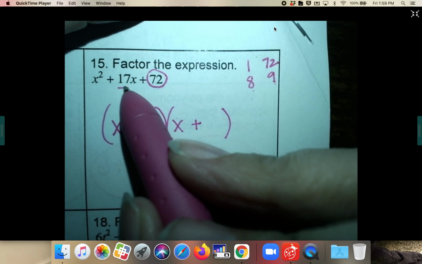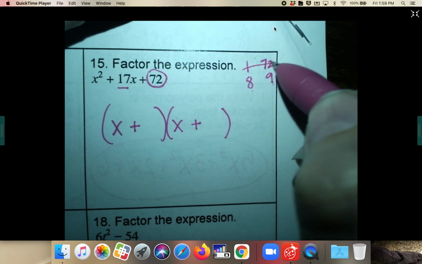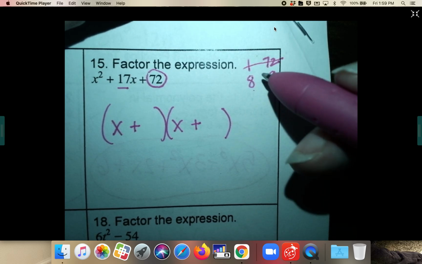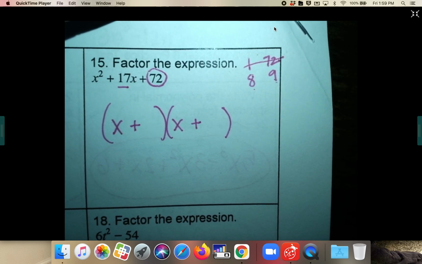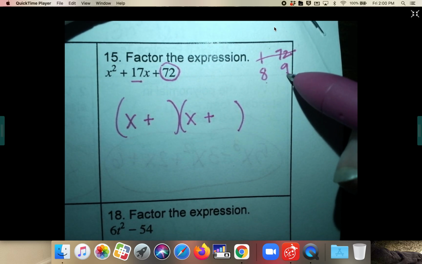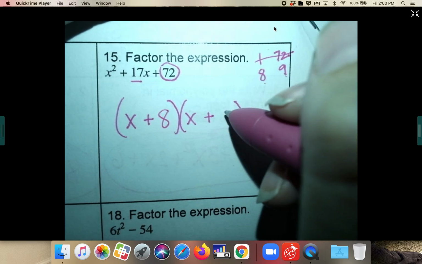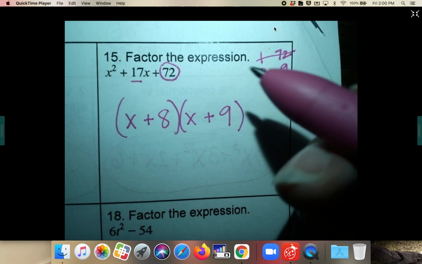8 and 9 make 17 by adding, right? 8 plus 9 is 17. So I actually guessed it right. And maybe you guys had already come up with that. I hope you had. Probably better at numbers in your head than I am. So 8 times 9 is 72, and 8 plus 9 is 17. So our answers are x plus 8, x plus 9.